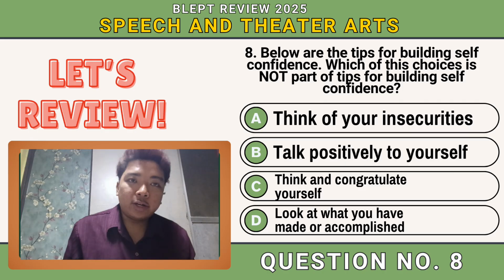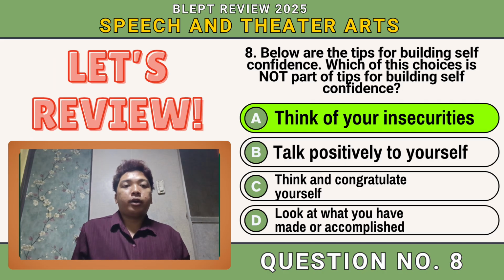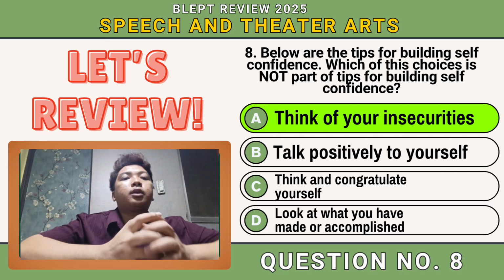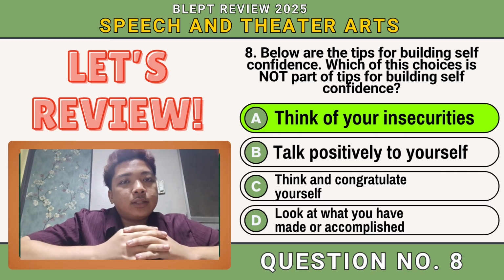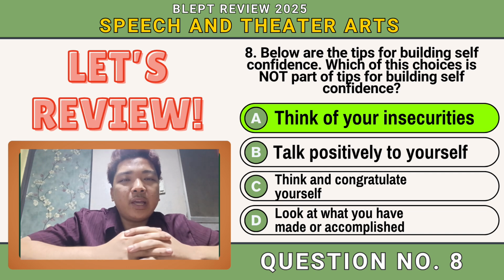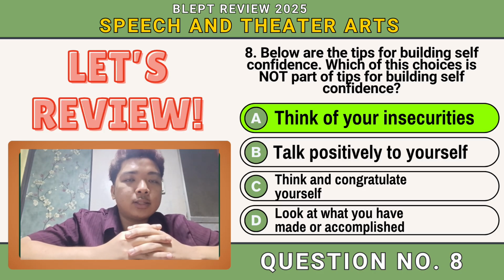The correct answer is think of your insecurities. Thinking about your insecurities tends to decrease your self-confidence rather than build it. So, the distractors here are part of building self-confidence. First one, letter B, is talk positively to yourself. This is part of building up self-confidence. This involves using positive affirmation and self-talk to counter negative thoughts.